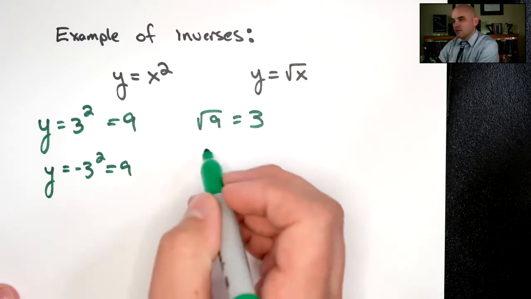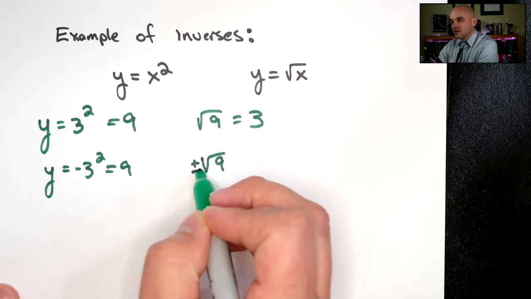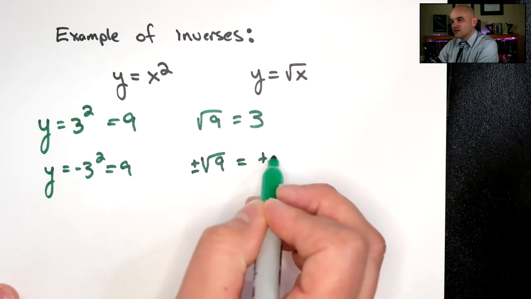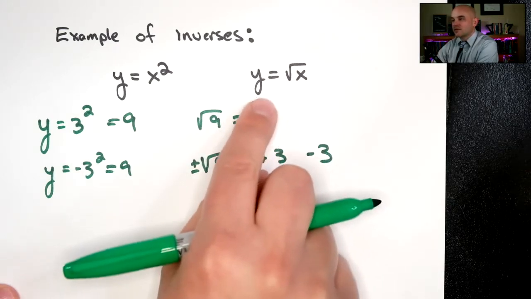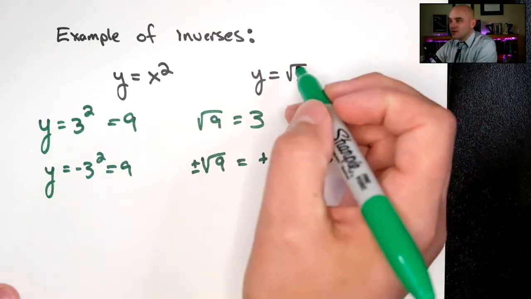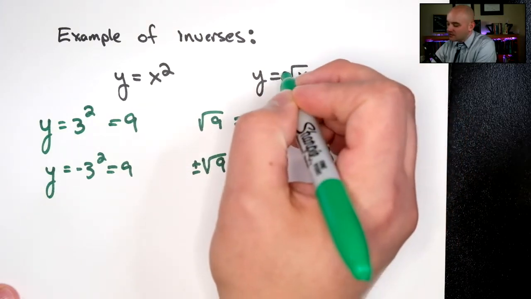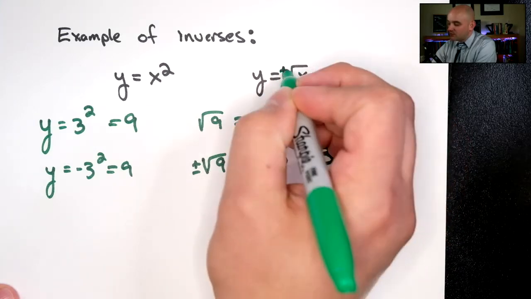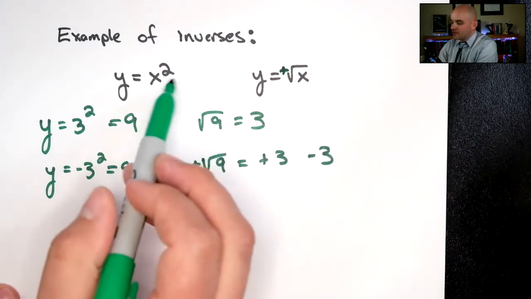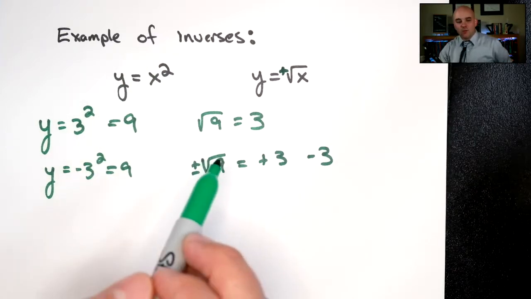What's going on here? Because the square root of 9, technically, if you say plus or minus, could give us positive 3 or negative 3, and then this is no longer a function. So when I write y equals square root of x, unless I put a negative or a plus or minus in it, you can assume I want the principal root, which is positive. But in order for y equals x squared to have an inverse, it has to be one-to-one.